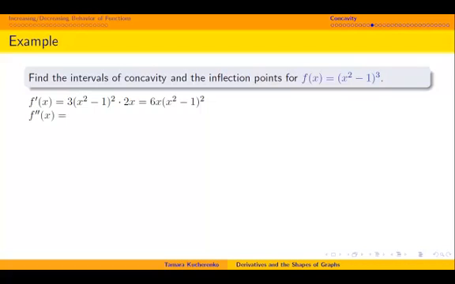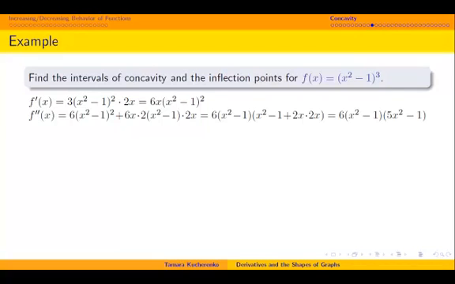To find the second derivative, we need to use the product rule and then the chain rule. We get 6 times (x squared minus 1) squared plus 6x times the derivative of (x squared minus 1) squared, which is 2 times (x squared minus 1) times 2x. We can factor out 6 times (x squared minus 1) to get 6 times (x squared minus 1) times (x squared minus 1 plus 2x times 2x), which is equal to 6 times (x squared minus 1) times (5x squared minus 1).